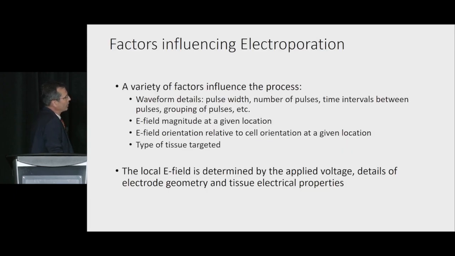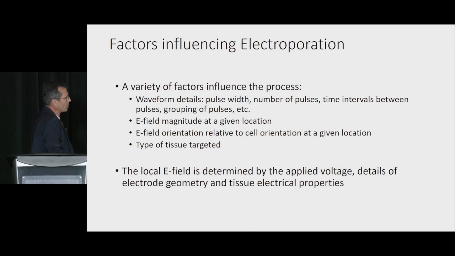Among the factors that are influencing the electroporation are the waveform details, so the pulse widths, but also the number of pulses, the time interval between pulses, the grouping of pulses, etc. This is where it looks like an MRI sequence. The electric field magnitude, of course, at a given location, the field orientation relative to the cell orientation, and the type of tissue, which is a major parameter, which is, of course, playing in our advantage in this particular case.